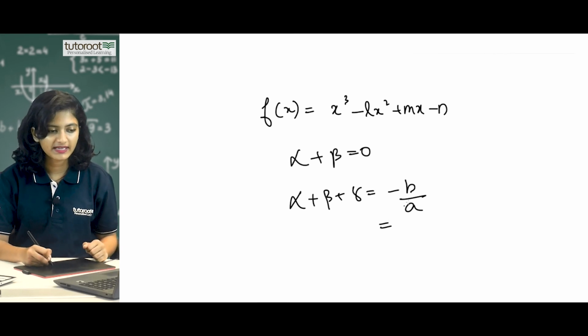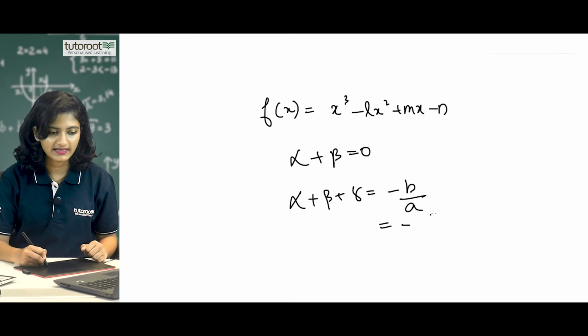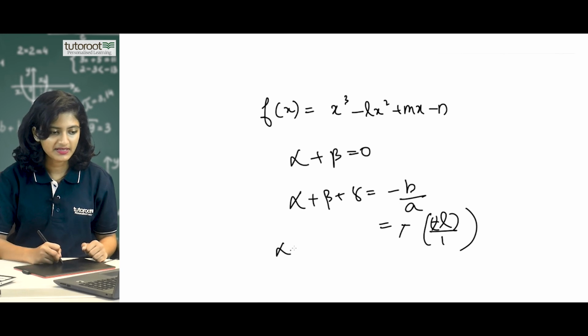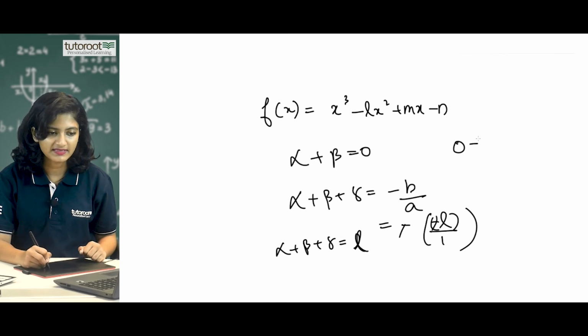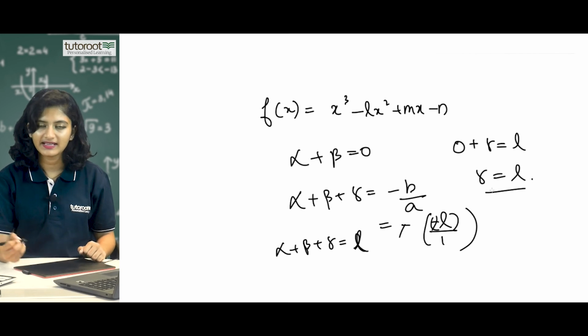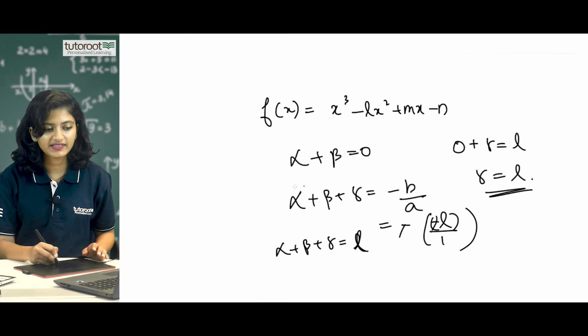So let's substitute the values and see what the coefficient of x square is. It's minus minus L by 1. So this and this will get cancelled. So you have alpha plus beta plus gamma is equal to L. Now if you substitute alpha plus beta is equal to 0 in this equation, what is left over? Gamma. So 0 plus gamma is equal to L. You can send 0 this side, so gamma will be equal to L. Isn't that right? So you have found gamma is L, and that the sum of these three zeros is L.